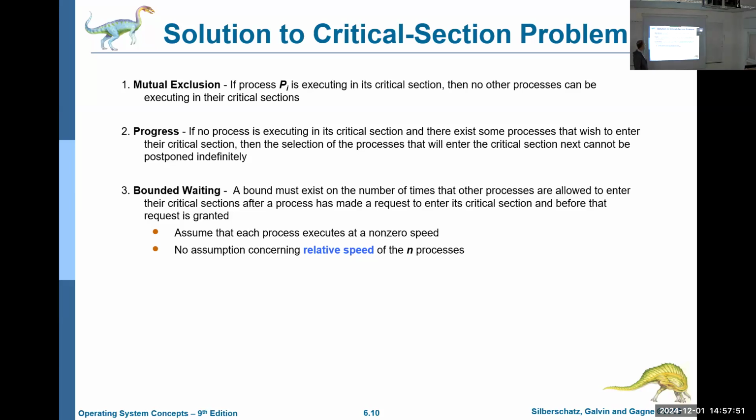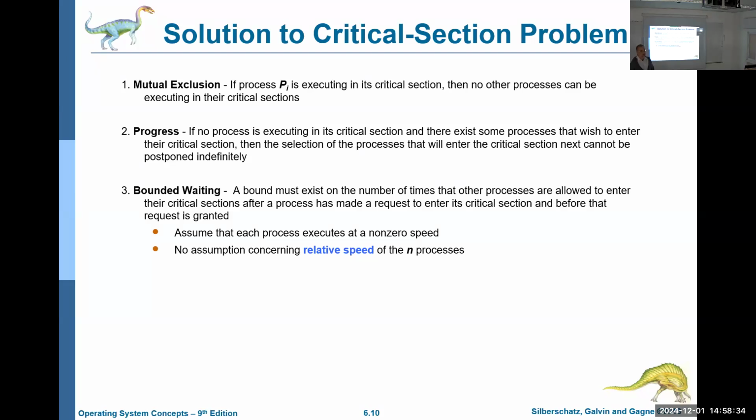Second thing is progress. Progress means that those people that are waiting to go into the critical section are the people that decide who goes into the critical section, as opposed to some arbitrary other force or factor that decides. What is written here? If no process is executing in its critical section, and there exists some process that does want to go into its critical section, then the selection of that process cannot be postponed indefinitely. Postponed indefinitely means that it's dependent upon another factor, an external factor.